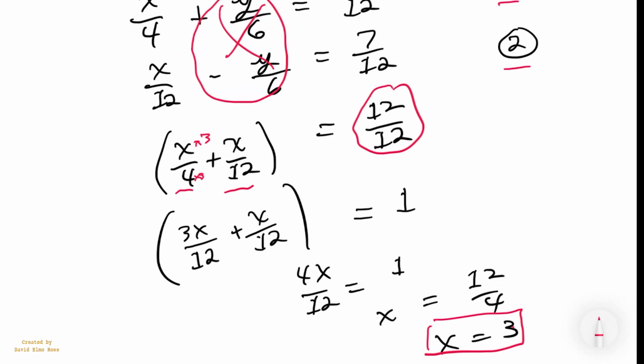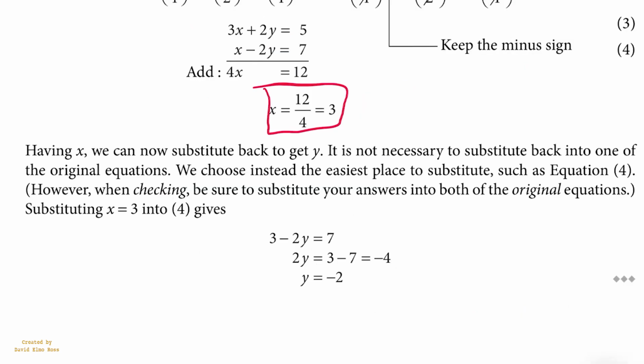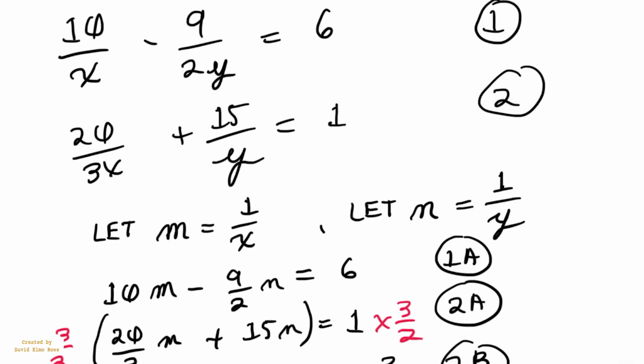And once we have x equals 3, all we have to do is substitute it back into our first equation to get what y is. And when we substitute x equals 3 back into our formula, we're going to get y equals minus 2. Let's take a look at how we would go about taking variables that are on the bottom of a fraction in two equations and solving it.